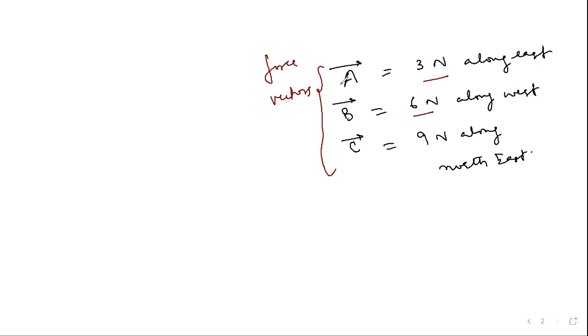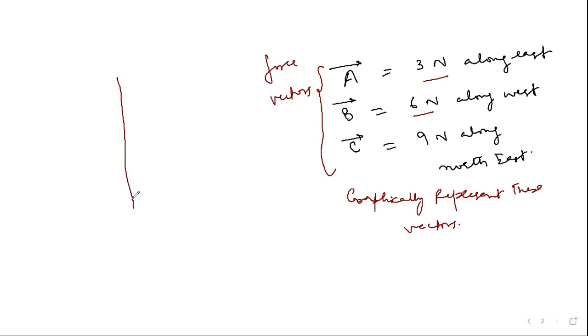Now suppose we are given these three vectors and we are asked to graphically represent these vectors, right? We proceed like this. Let this be my north, and this is south, this is east, and this is west direction, right? Now I have to graphically represent these three vectors.